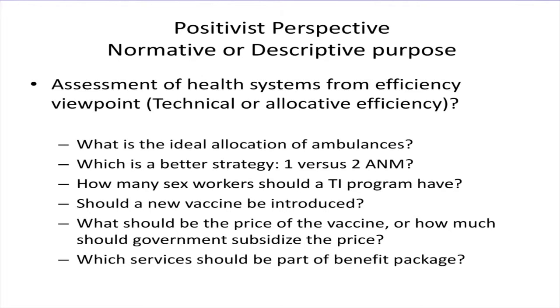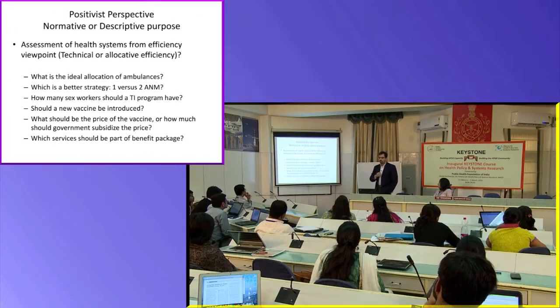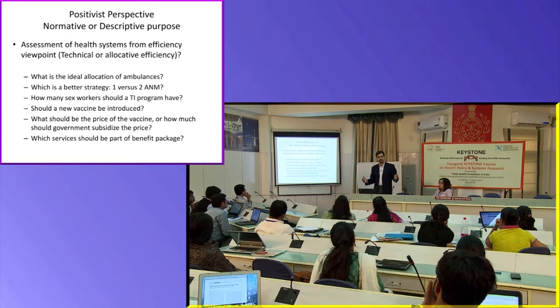Should a new vaccine be introduced? If a new vaccine should be introduced, what should be the price of this vaccine so that it becomes cost effective? The last one: which services should be part of the benefit package, or alternate delivery strategies? Should we have a pure public model, or a public private model, or a completely private model? Which is the most cost effective model of service delivery?